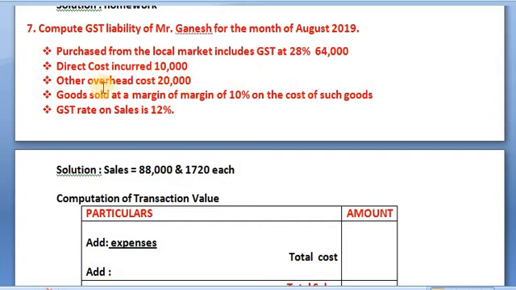Direct cost incurred, cost overhead, goods sold at a margin of 10%, here it is repeated, margin of 10% on the cost of such goods, and GST rate applicable is 12%. See, ಈ ತರ ಕೊಟ್ಟು ನಮಗೆ ಪರ್ಚೇಸ್ ಮತ್ತು ಸೇಲ್ಸ್ ಎರಡು ಕೊಟ್ಟಿದ್ದಾರೆ. So first you need to find out the sales, that is what is this transaction value. ಡೈರೆಕ್ಟ್ ಆಗಿ ಅವ್ರು ನಮಗೆ ಸೇಲ್ಸ್ ವ್ಯಾಲ್ಯೂ ಕೊಟ್ಟಿಲ್ಲ, ಬಟ್ ಅವರೆಲ್ಲ ಕೊಟ್ಟಿದ್ದಾರೆ.